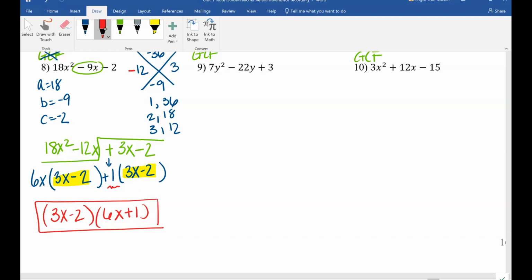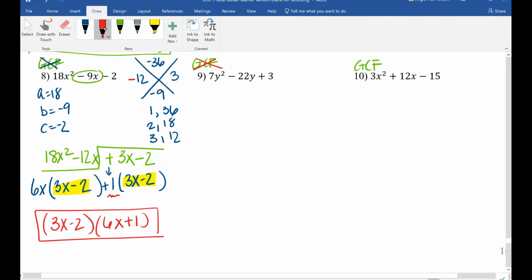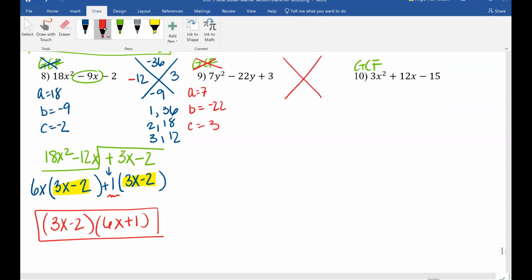Number 9, 9y squared minus 22y plus 3, GCF, we don't have any. Make your ABC, A is 9, B is negative 22, C is 3, organization X. 9 times 3 is 27, negative 22 in the bottom. This one's nice and easy because when I do 1 times 21, those are the two factors. I don't need to go any further because if I just make both of them negative, negative times a negative is a positive 21, and when I add them, it gives me a bigger negative.